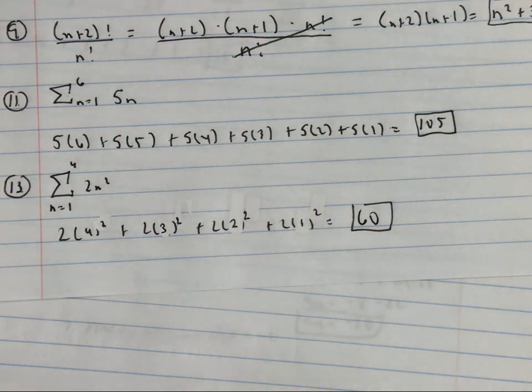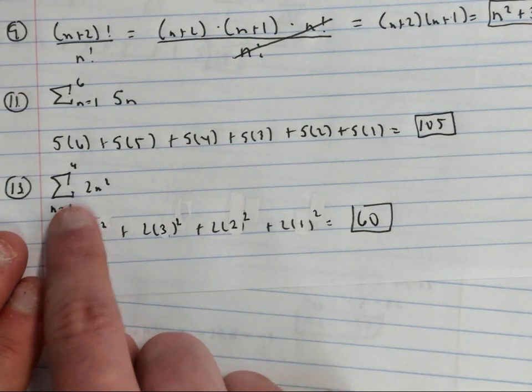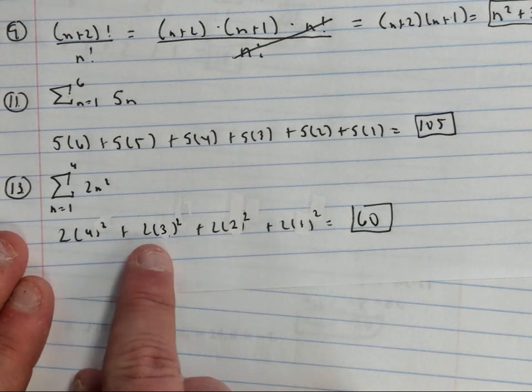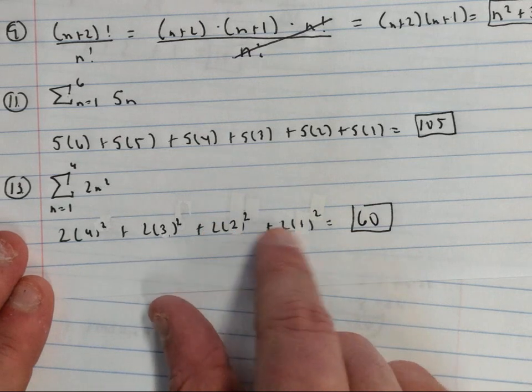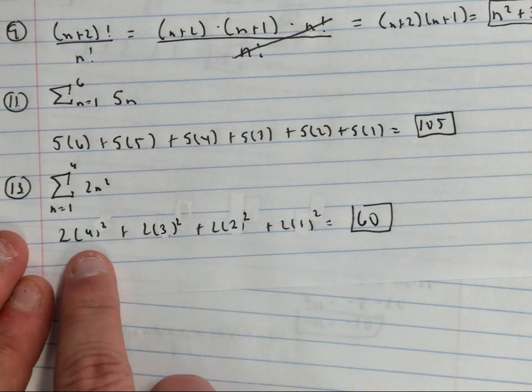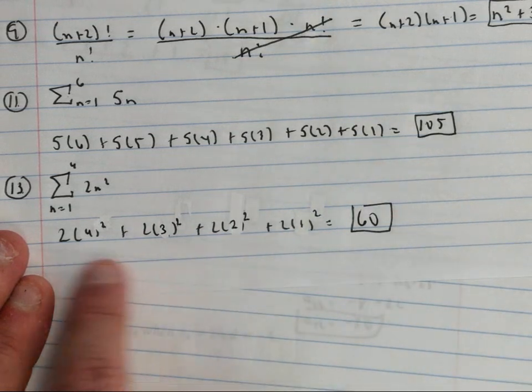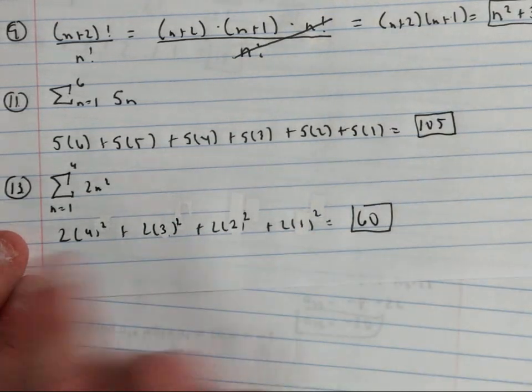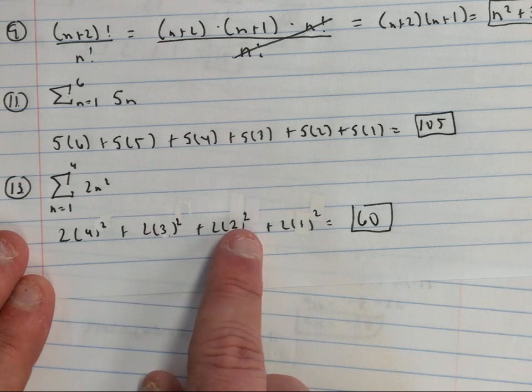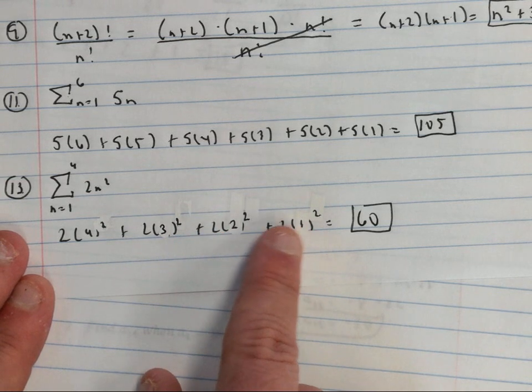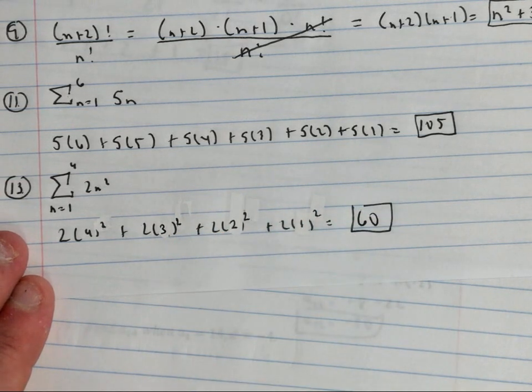Alright, look at number 13, 2n squared. I want to know what's going on from 1 to 4. So I plug in 4, then 3, then 2, then 1. 4 squared is 16, times 2 is 32. And then 3 squared is 9, times 2 is 18. 2 squared is 4 times 2. 1 squared is 1, times 2, and then it comes up to 60. Are there any questions on how to handle summations? Okay.